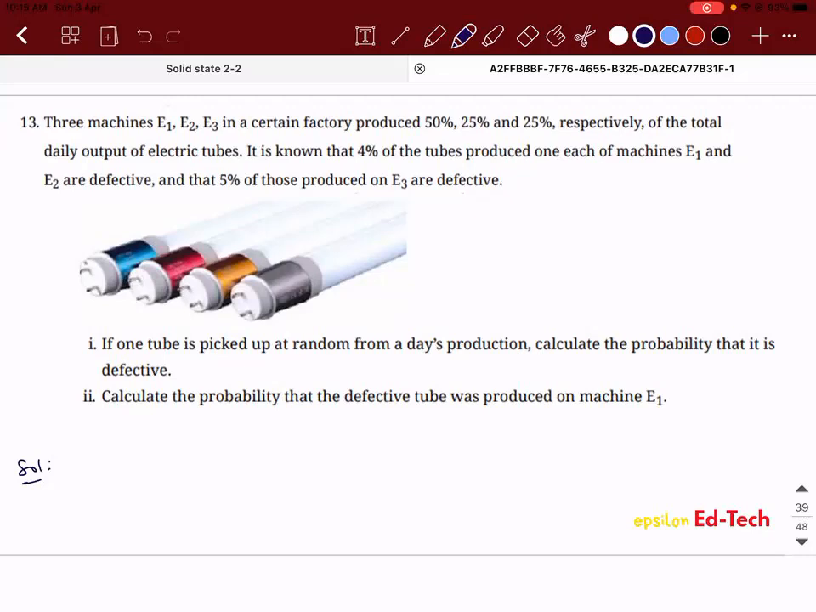Basically, what I did is I considered the number of electric tubes produced in a day as X, and calculated the number of defective tubes produced in a day. You took the fractional part and then solved it. Is that right? Yeah.